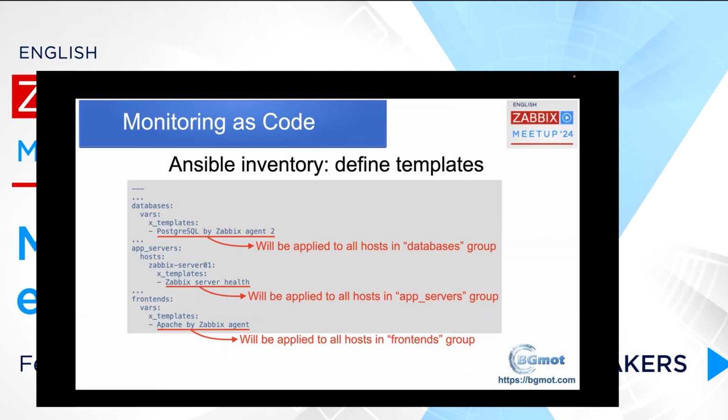Now let's proceed with defining other stuff in inventory. We need to apply templates to our hosts, right? So we introduce a variable x_templates. For databases, we want to apply the Postgres by Zabbix agent 2 template. For all front ends, we want to apply the Apache by Zabbix agent template. And for only one host, Zabbix-server01 in group app_servers, we want to apply Zabbix server health, because Zabbix is running only on this host, not on all hosts in this group. So we define this variable in inventory, what templates we want to have where.